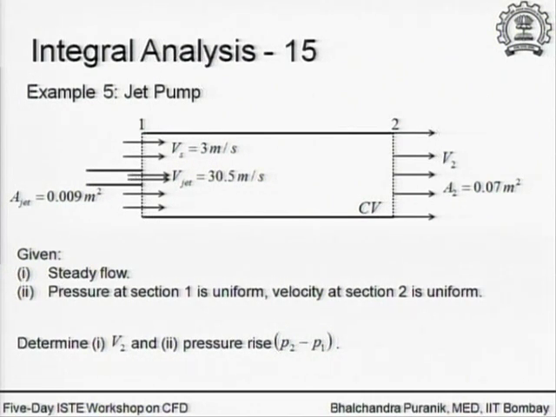But to simplify the problem, it has been given that the pressure is uniform on section 1. Velocity at section 2 is uniform. So you are asked to find out the velocity V2 and the pressure rise P2 minus P1. Here I have drawn the control volume again, just inside the pump inner walls in some sense.